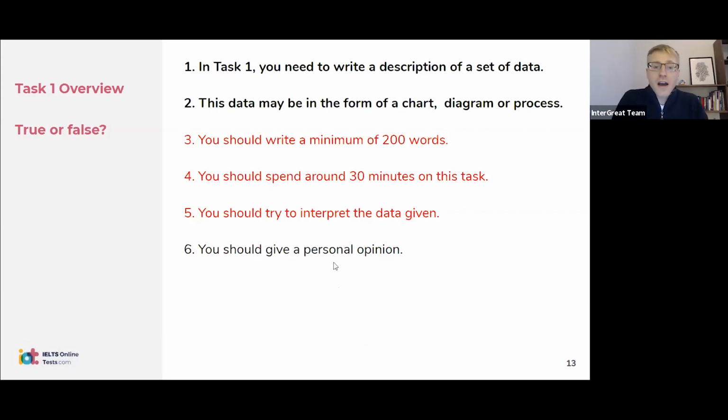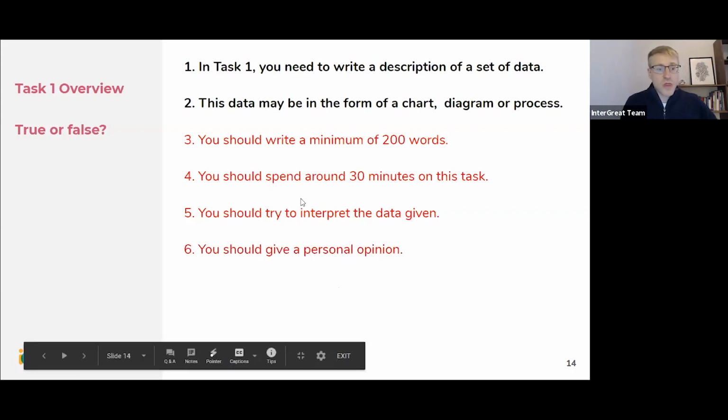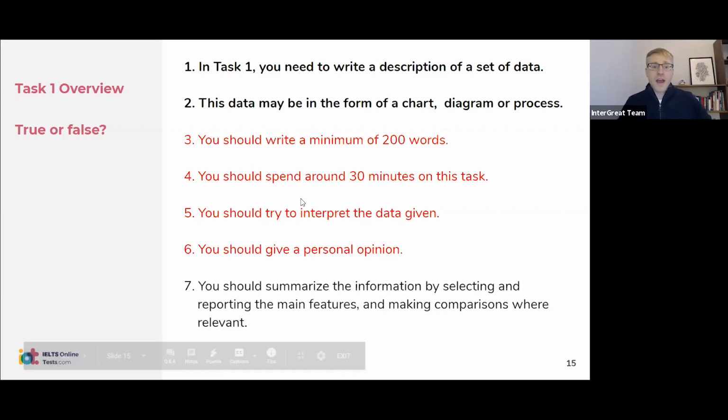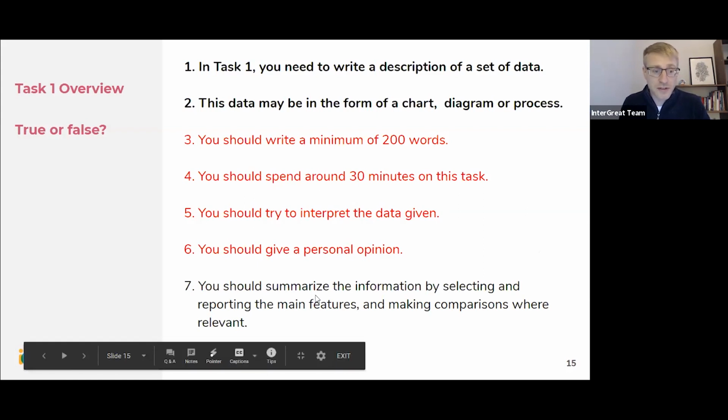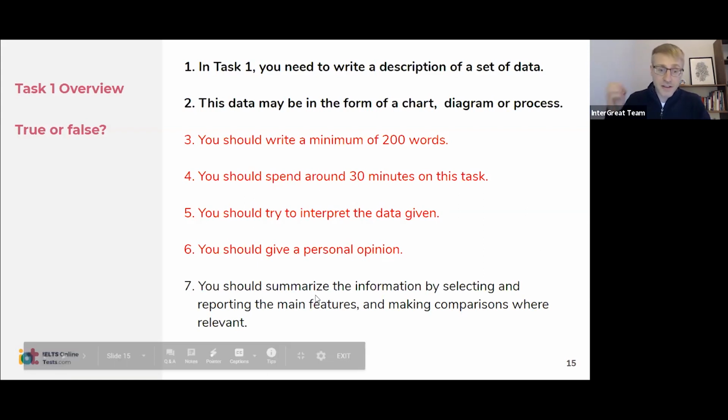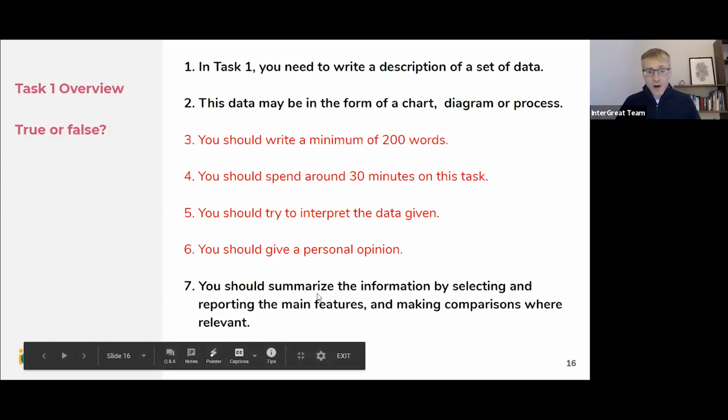Again, for question number 6, you should give a personal opinion. And Pujan, it looks like you've got it there as well. You're saying, no, that's right, no personal opinion. Save that for task 2. For statement 7, you should summarize the information by selecting and reporting the main features and making comparisons where relevant. Of course, this is true, really important for band 7 or above. Select the main features.